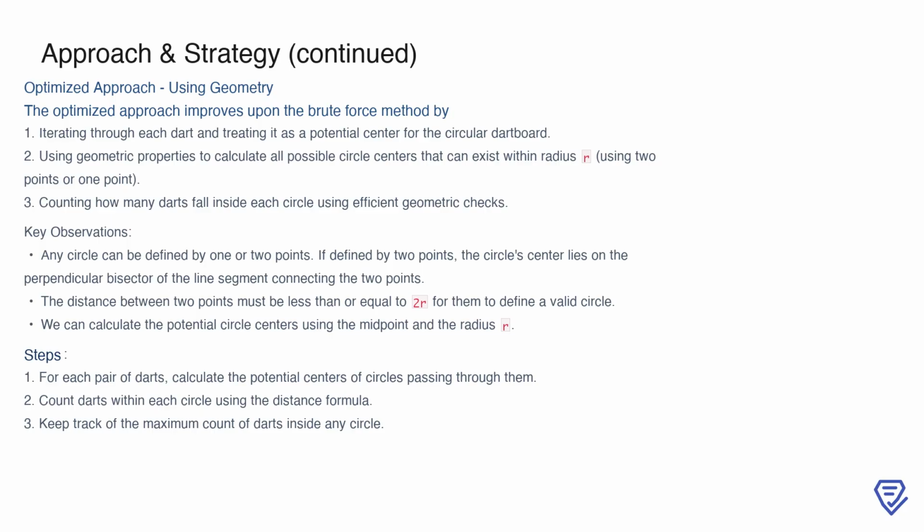This process involves iterating through all pairs of darts, calculating potential circle centers, and counting the darts within each circle, while maintaining the maximum count of darts inside any circle. This approach avoids unnecessary redundancy and focuses only on valid circle configurations.